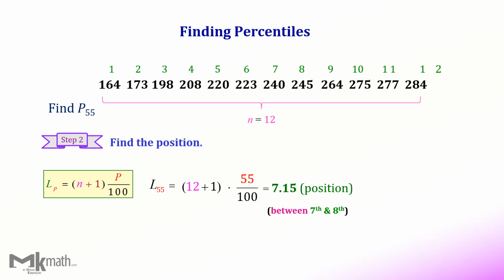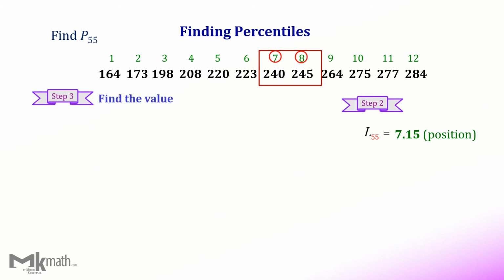We can place the position number on top of each observation value. The value in 7th position is 240 and the value in 8th position is 245. So the 55th percentile must be somewhere between 240 and 245. Let's find the exact value next.